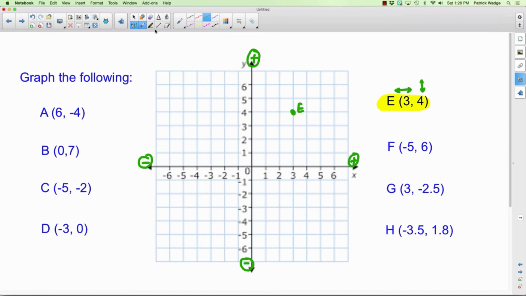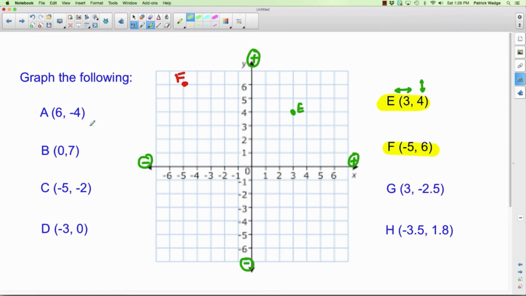Okay, next one. Let's do this one, F. Negative 5, 6. So we start at the origin, negative 5. Remember, we're going one of these two directions first, and it's negative. So we go 1, 2, 3, 4, 5 right there. And now the second number is positive, so we're going to go up, right? And it's 6. 1, 2, 3, 4, 5, 6. There you go. There's our F.